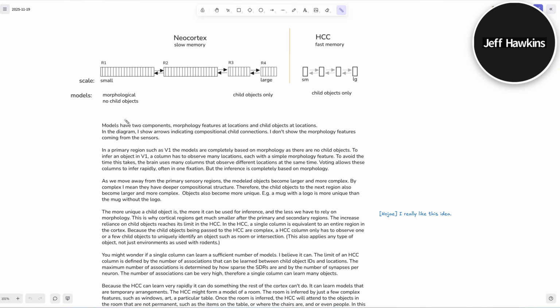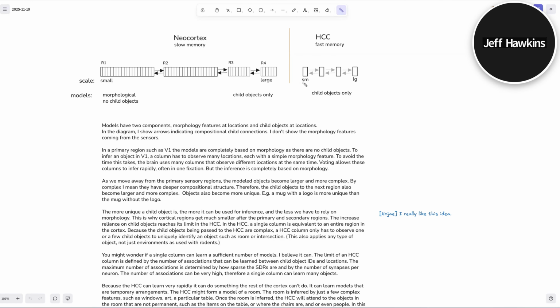So this goes from large voting to a point where you don't rely on voting much. And it could explain that you really could get away with one column up here, one column per scale, I should say, because I don't need to vote. As long as this column can observe enough really unique child objects, which isn't hard because child objects at this point are very sophisticated, large objects, not simple things, that's sufficient for inferring where I am.